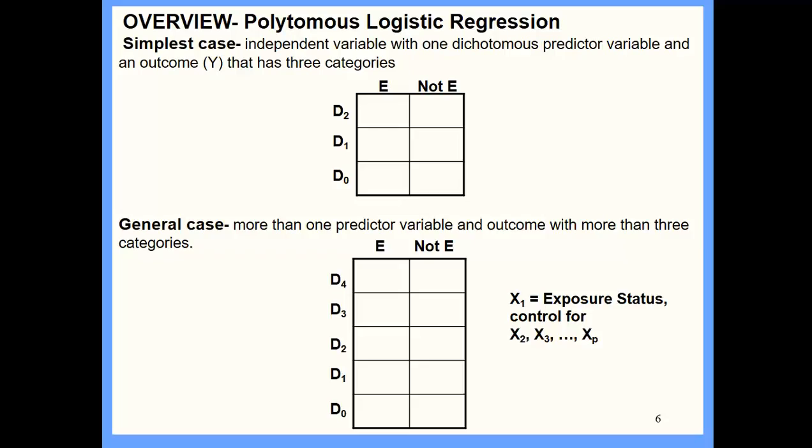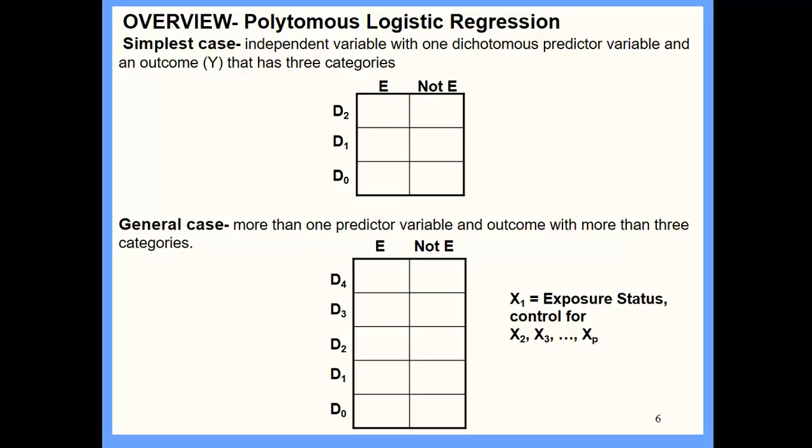Now, if you have ordered categories, there's another method that we're going to learn next time, which has to do with ordinal logistic regression, when the outcome variable is actually ordered, has an ordering to it, okay? But this is assuming, suppose you don't have a natural ordering, okay?